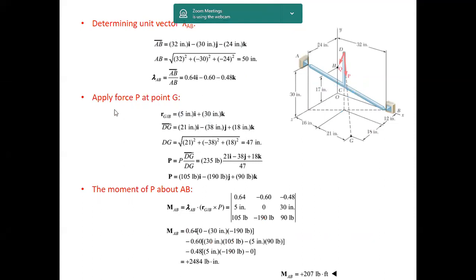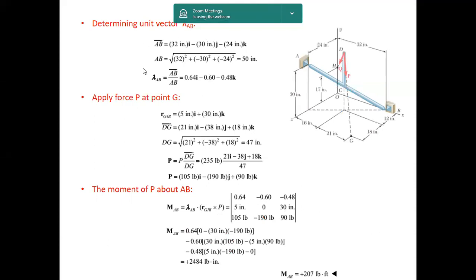So then we pick point G here, and then write R from B to G, and then we have to write the force in vector form. So we calculate the unit vector, which is dg bar over dg here, and write the force in vector form. And then we can use the determinant to calculate the moment of P about AB.